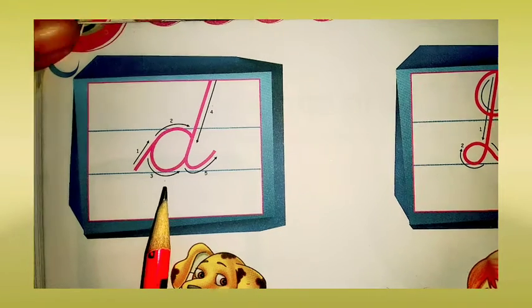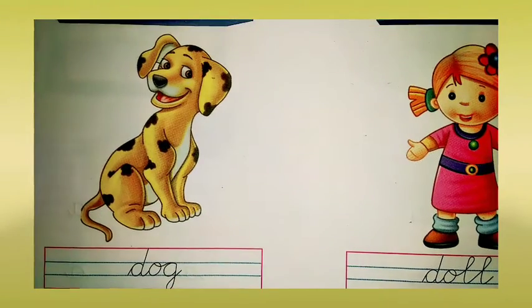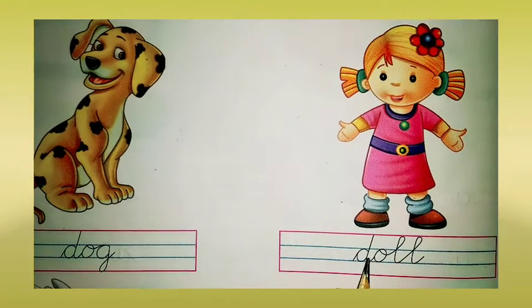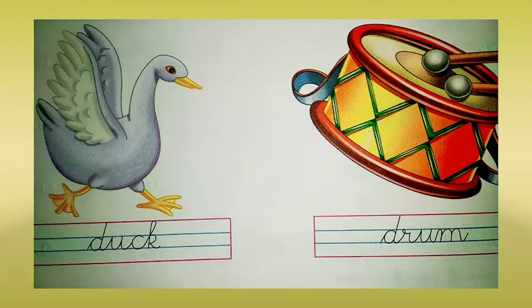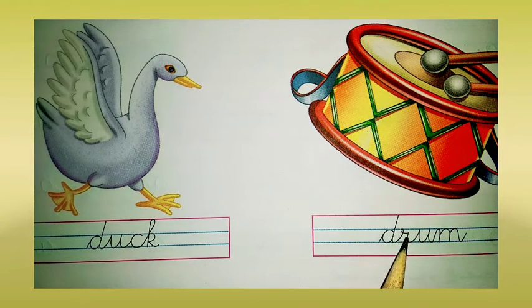This is small cursive D. D for dog, D for doll, D for duck, D for drum.